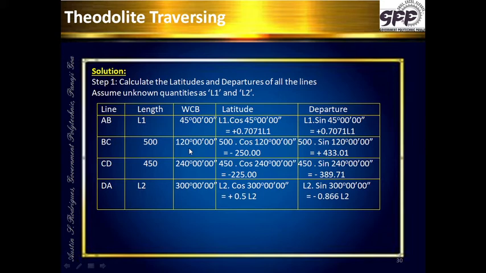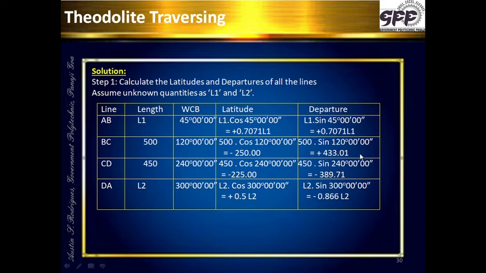The whole circle bearing is 120 degrees. The latitude is, as we know, the length into cosine of the angle. Since the length is 500 and angle is 120 degrees, it is 500 cos of 120 degrees. The answer is minus 250.00 meters. Please note, the latitude is negative, means it's southing. Southing is 250.00, or for latitude we can easily say that it is minus 250.00.